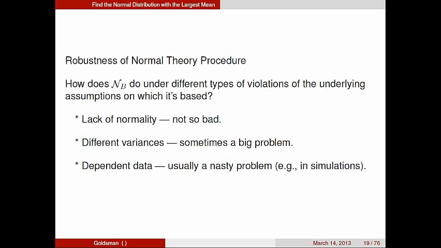There are ways around it. You can use a different procedure. So it's sometimes a big problem. Dependent data, like correlated waiting times, that's a nasty problem.